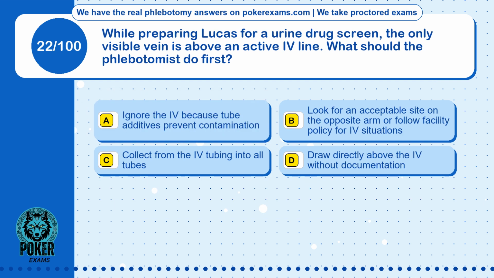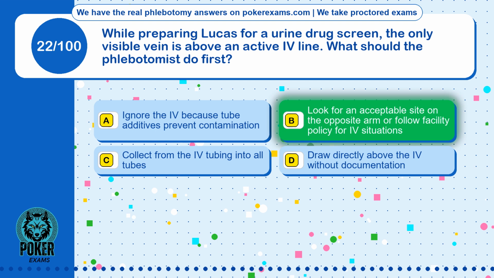Question 22. While preparing Lucas for a urine drug screen, the only visible vein is above an active IV line. What should the phlebotomist do first? Option A, ignore the IV because tube additives prevent contamination. Option B, look for an acceptable site on the opposite arm or follow facility policy for IV situations. Option C, collect from the IV tubing into all tubes. Option D, draw directly above the IV without documentation.